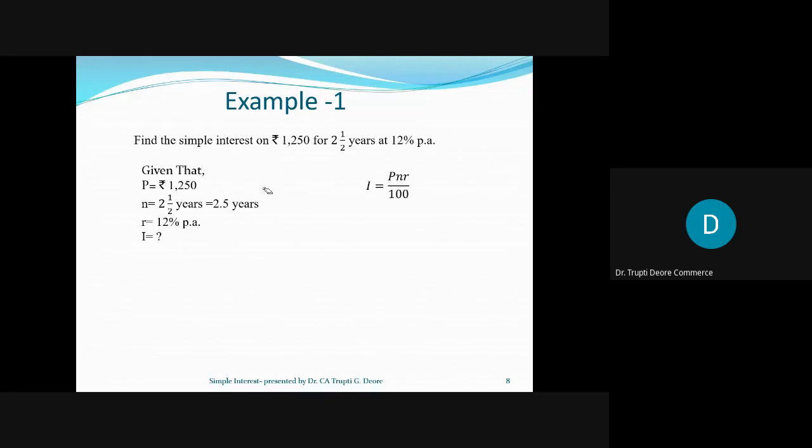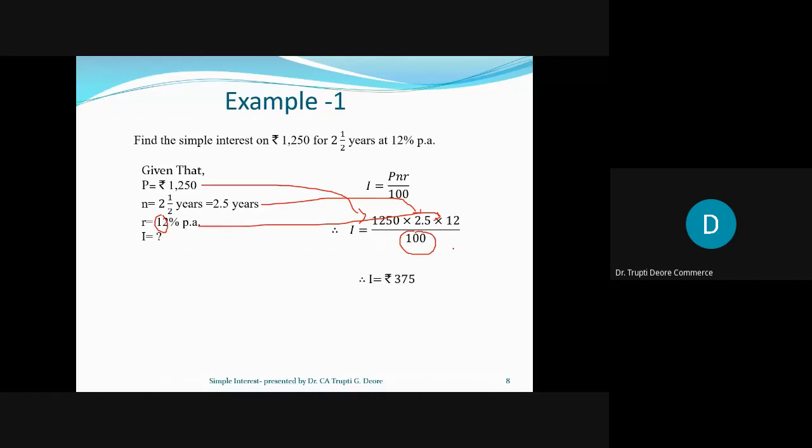Now, we have to find out I. So we use the formula I is equal to PNR upon 100. We put the values: P's value is 1250, N is equal to 2.5, and R is given as 12%. Don't write the percentage sign here, because we only have to write the figure, that is 12. We are already dividing by 100, so we don't take the percentage sign. Just write 1250 into 2.5 into 12 divided by 100.